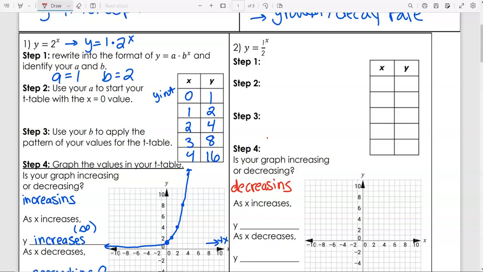Step 1 says to rewrite it in my format. So we're going to say y equals 1 times (1/2) to the power of x. So a is 1 and b is 1/2. Step 2 wants us to complete our table. So our x is always going to start with 0. What's the y value that goes with it? The 1. Remember, that's our a.